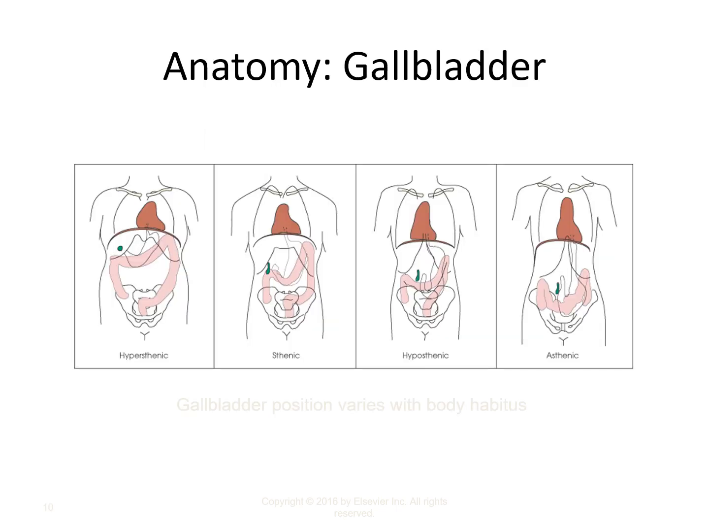All right, so the anatomy of your gallbladder shifts more toward the midline and becomes more vertical with a thinner habitus. So in the asthenic person, the gallbladder is nearly in the pelvis versus a hypersthenic person, where it is almost right up underneath the diaphragm. Okay, and it varies according to habitus. Not a lot of difference between the sthenic and the hyposthenic. For most folks, you will find the gallbladder in the right upper quadrant of the abdomen. That's important to consider when you're considering radiography of the biliary system.